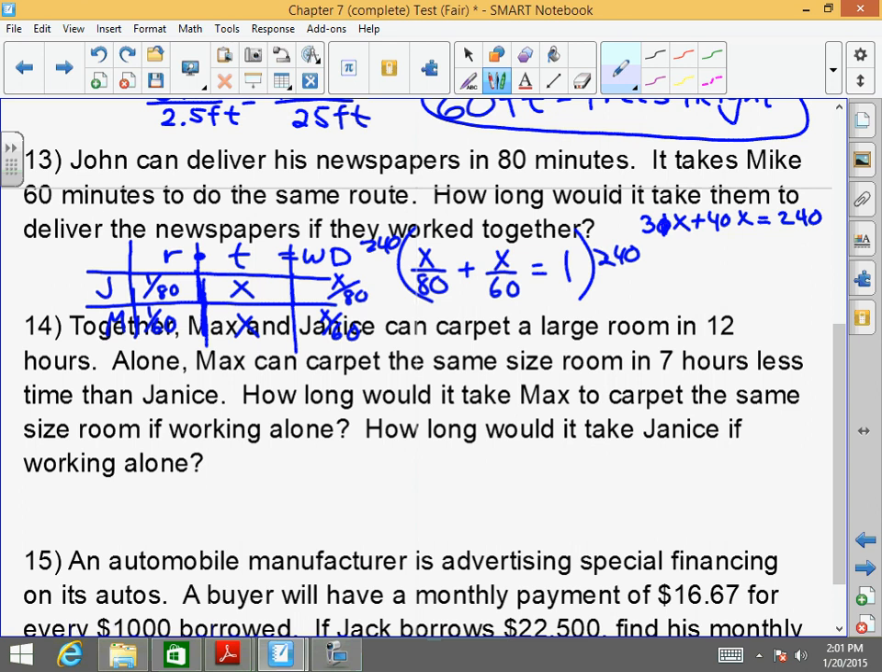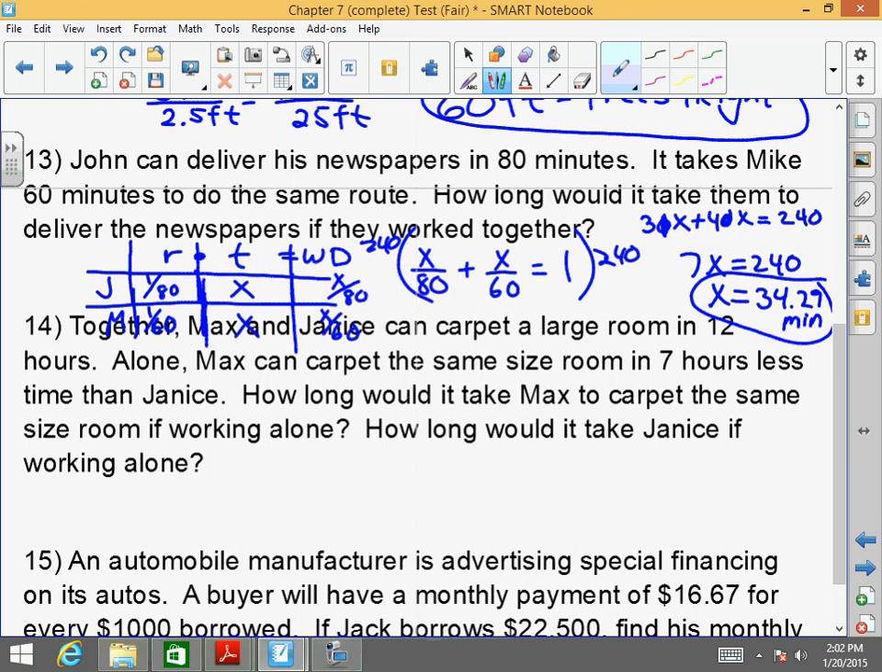3x plus 4x. Sorry, kid. So 7x equals 240. And when you divide with a calculator, it gives you 34.29 minutes. Or in fraction form, 34 2/7 of a minute. Okay?